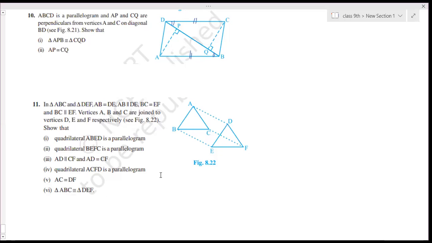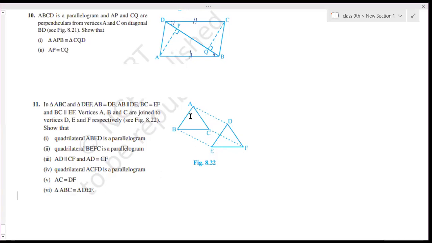Next, quadrilateral ACFD. Now these two are parallel, AD is parallel to CF and AD is also equal to CF because BE is equal to AD and BE is equal to CF. So it is again a parallelogram. Next, AC is equal to DF, this is by CPCT. Next, triangle ABC. This is by SSS because we know that ACFD is a parallelogram, so AC is equal to DF, and AB is equal to DE and BC is equal to EF. So by SSS these two are congruent.